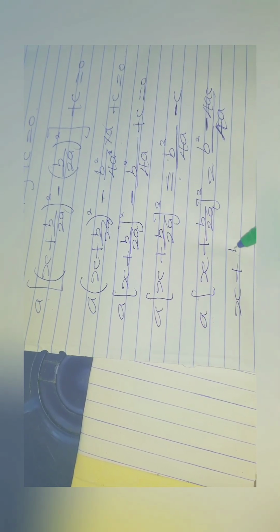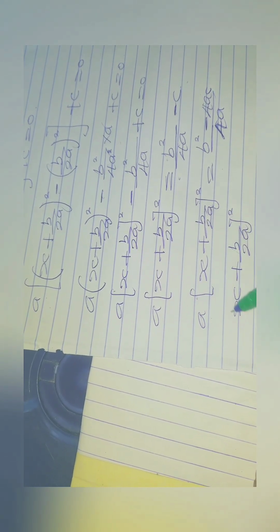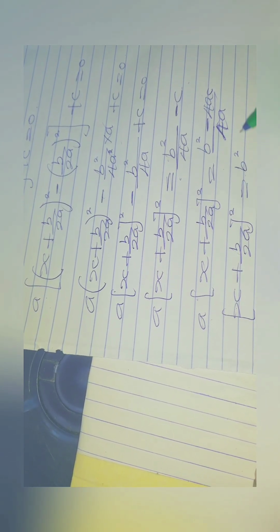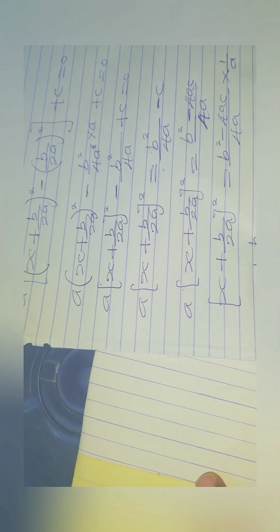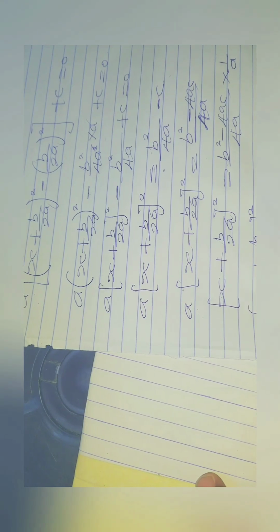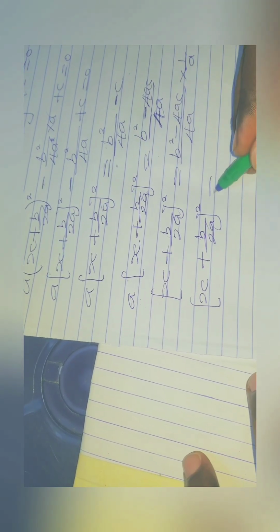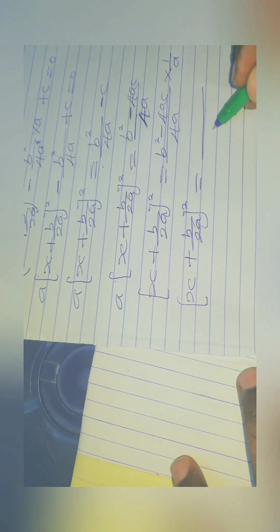So the only thing we can do is to divide both sides by a, or to multiply both sides by the reciprocal of a here. So this becomes x plus b over 2a squared equal to b squared minus 4ac over 4a, then times 1 over a. That's the reciprocal of a. And then you have x plus b over 2a squared equal to, and then the LCM, this times this is 4a squared, and then this is b squared minus 4ac.